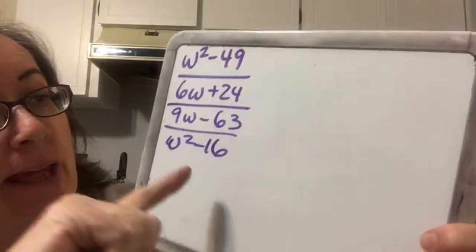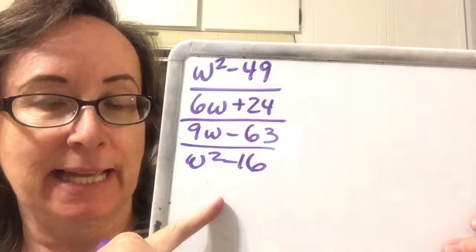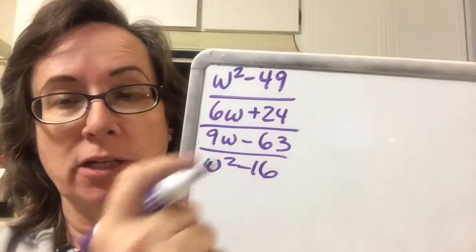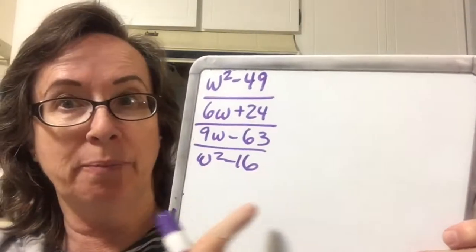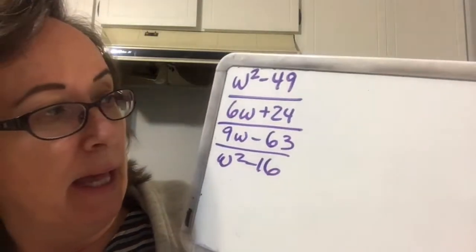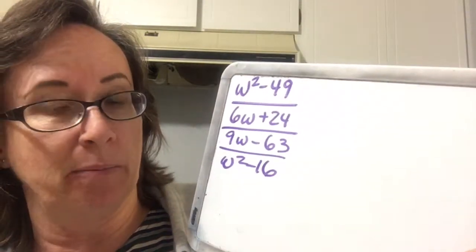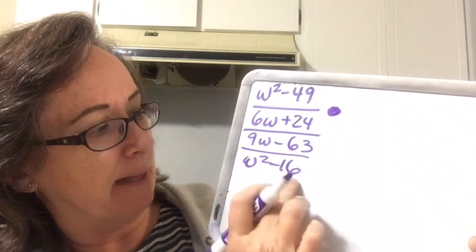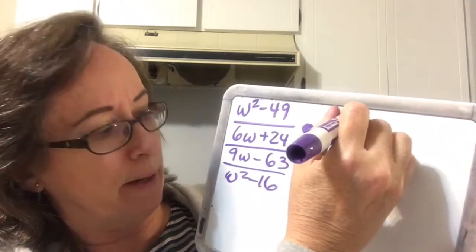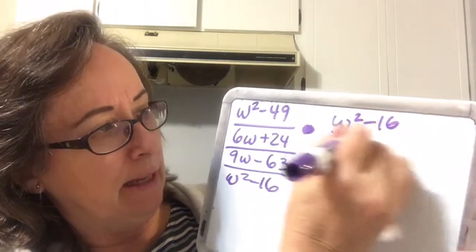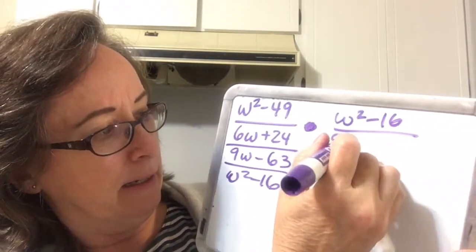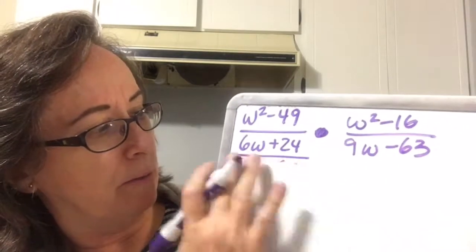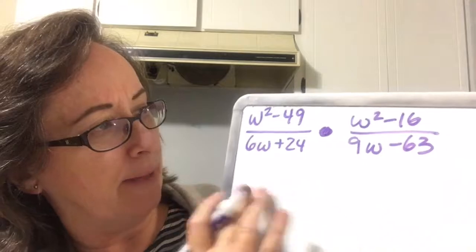2 more problems. This one is definitely set up for method 1 because you see I have one big rational expression on the top, one big rational expression on the bottom. I'm just going to flip and multiply. Flip the second fraction. Now what I'm going to do is take this and put it up here, w squared minus 16 and 9w minus 63, and then I'm going to erase all of that.